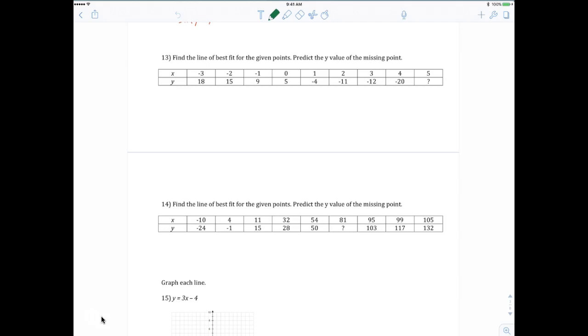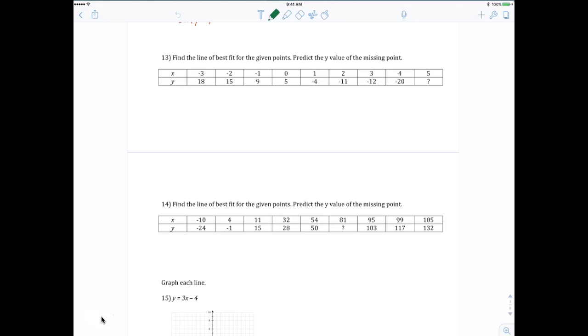Faster. Yes, sir? Every time I click graph, it's giving me an error, and there's nothing in the y equals or the standard. Okay, so let me go through this, and then we'll fix you. I'll tell you exactly what the problem is. All right, here we go.